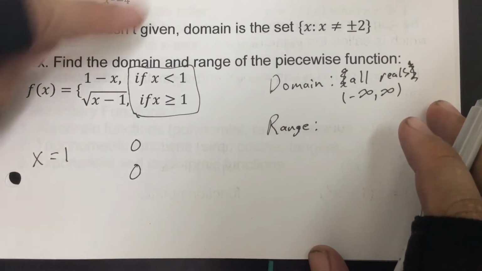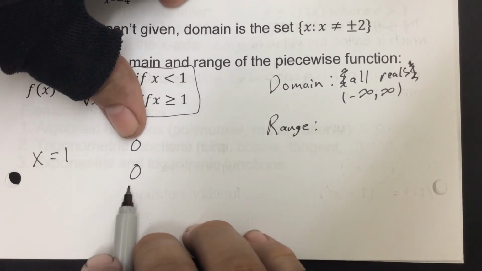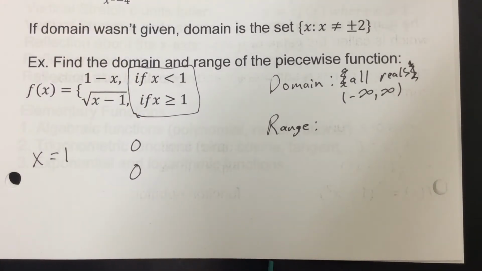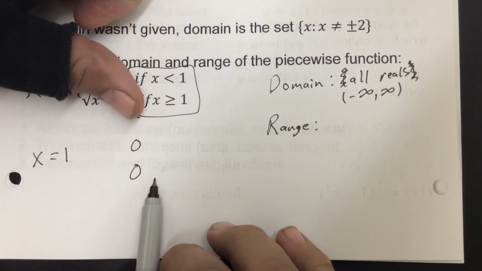From there, though, we're going to look at what about a value inside here. So right now, they're both 0, so they're going to be at the same spot. There's not going to be a jump. There's not going to be a gap. But from here, we need to see where are we going with our graph.